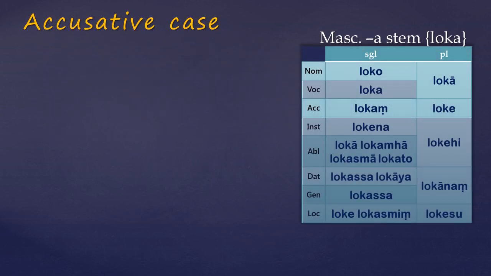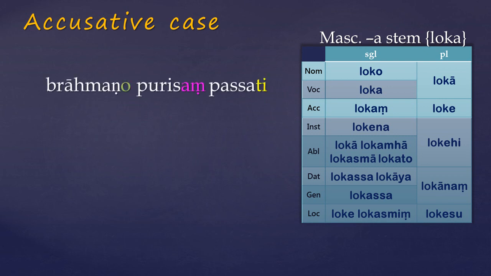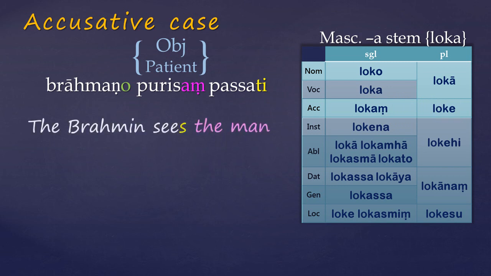As we've already seen, the accusative is generally used to mark the object of the verb, and Warder routinely calls this the patient. And we can see for masculine A-stem nouns, the singular takes the ending aṃ and the plural e. So with the example, the Brahmin sees the man, here the man is the object, and if we make this plural, we have the Brahmin sees the men.